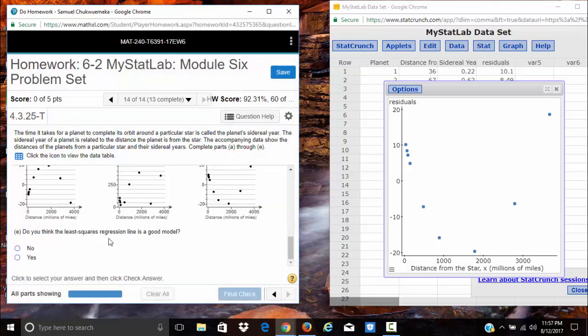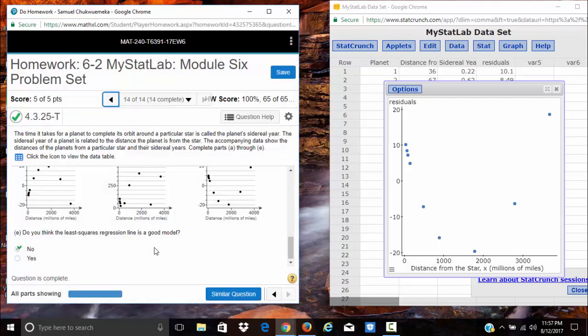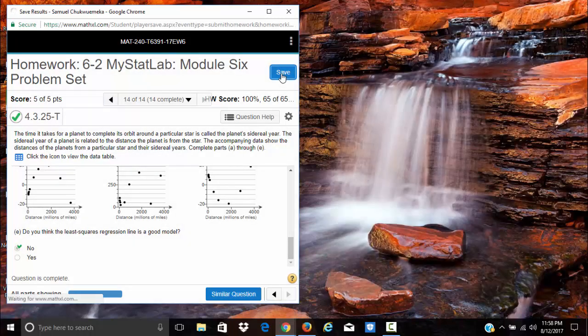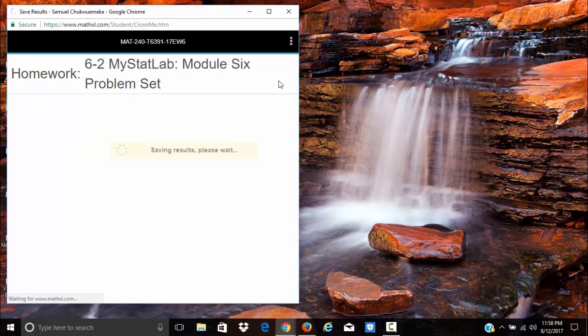Do you think the least squares regression line is a good model? It is not, because look at these residuals, the way it's patterned. So no, it's not. Okay. And that is it, right? That is it. And you click save. Yeah, you click save. All right.